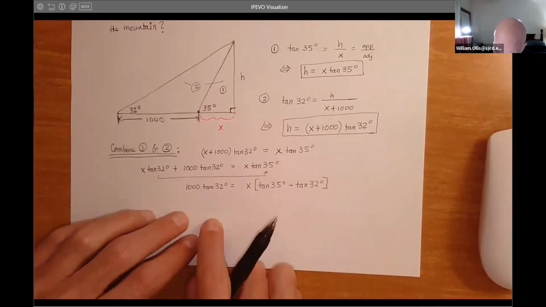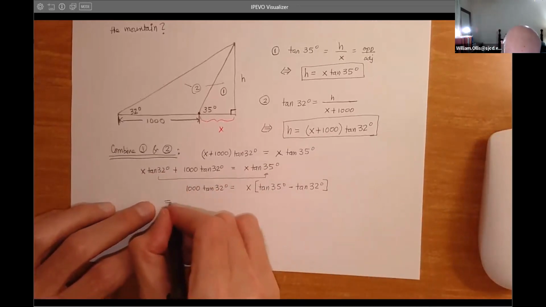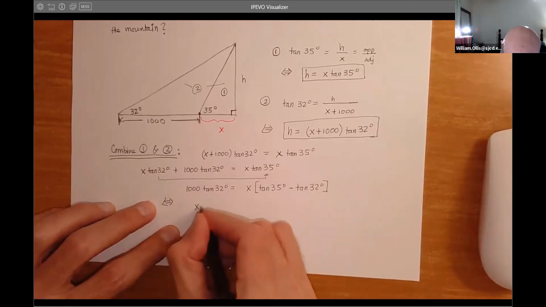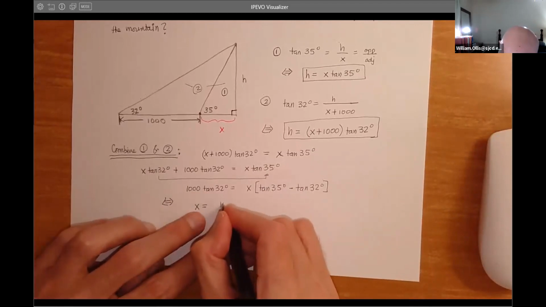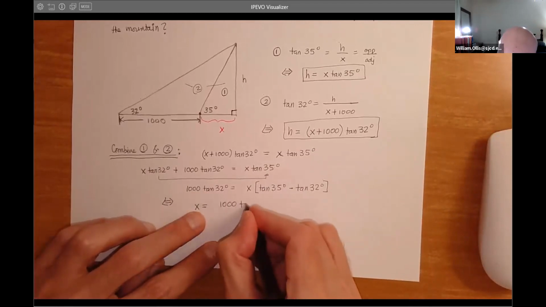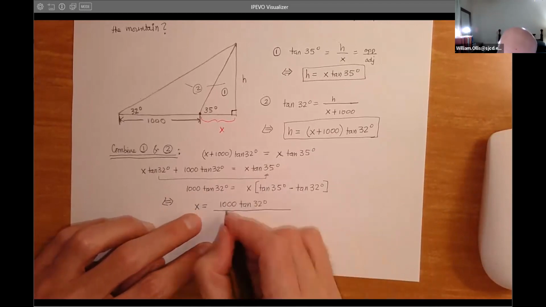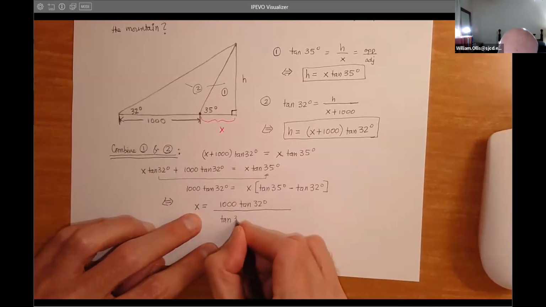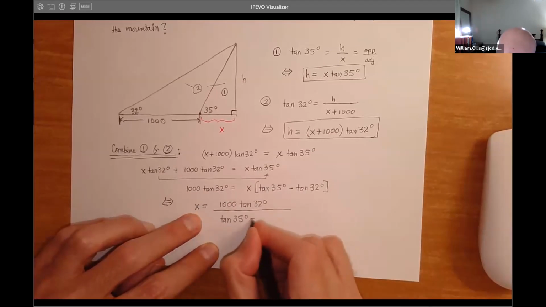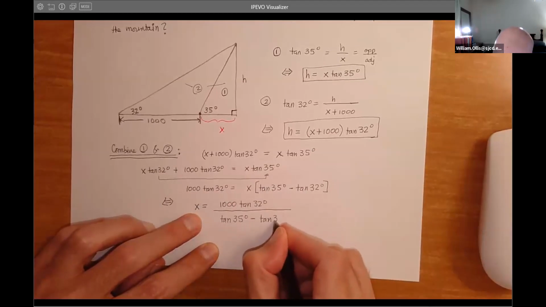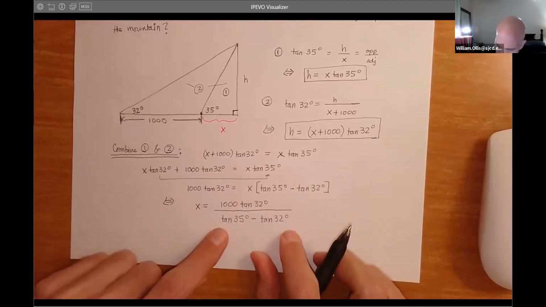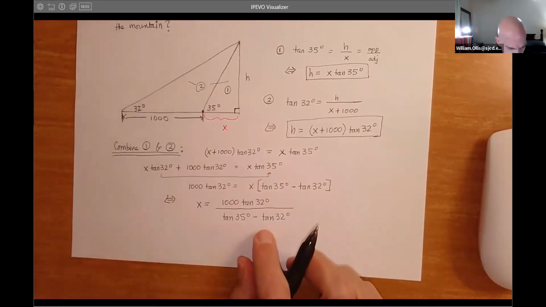And now, of course, we can divide. So equivalently, x equals 1000 times tangent of 32 degrees divided by tangent 35 degrees minus tangent 32 degrees. So this gives us what we need.